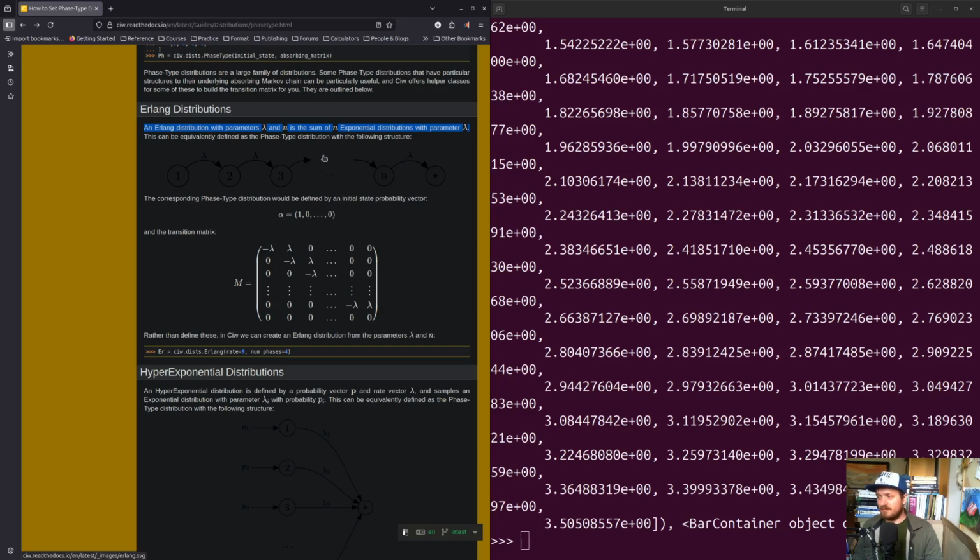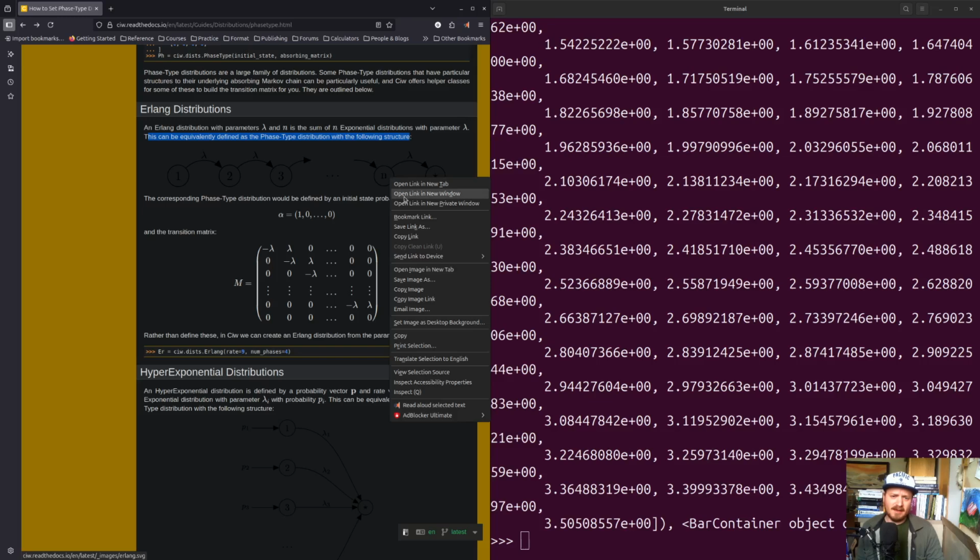And if you work out the formal mathematics of taking literally n number of independent exponential random variables that have the same rate, and that independent part is actually kind of important and wasn't mentioned, but that makes the math so much easier. Anyway, that's the case. This can equivalently be defined as a phase type distribution with the following structure. In other words, phase type distributions are a generalization over many probability distributions that happens to include the Erlang.